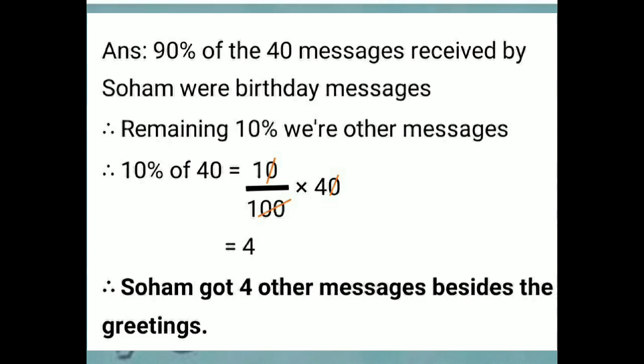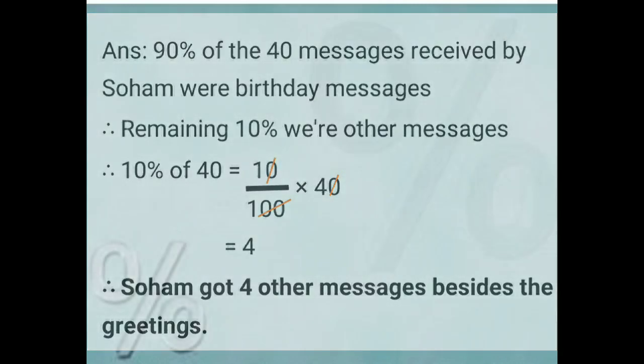So according to the given information, 90% of the 40 messages received by Soham were birthday messages, which means the remaining 10% were other messages. So, to find out the number of other messages received, we'll have to find out 10% of the total messages, which is 10% of 40. On calculation, we get 10% of 40 to be 4. Therefore, Soham got 4 other messages besides the greetings.